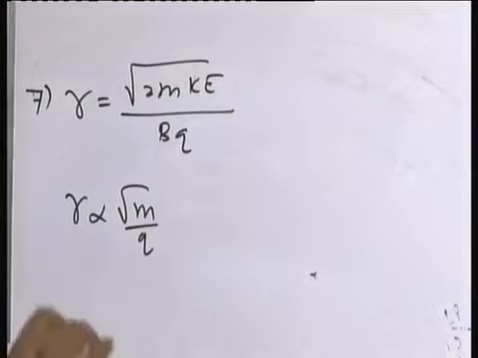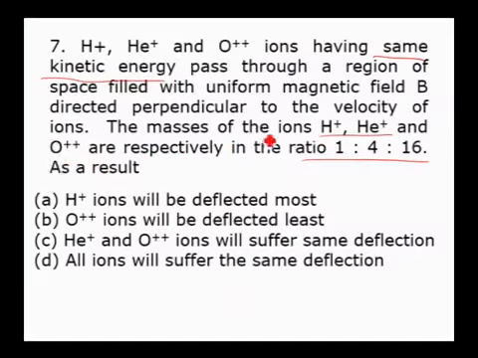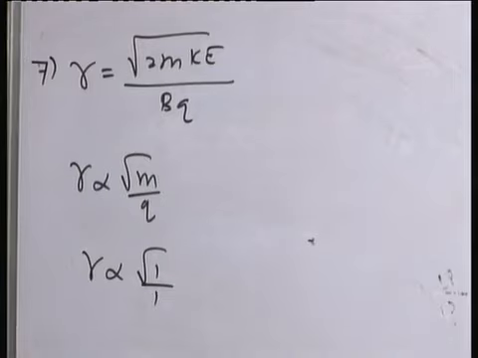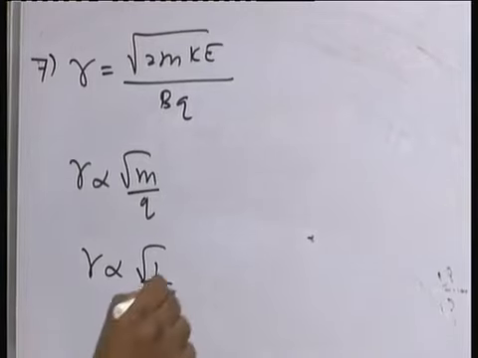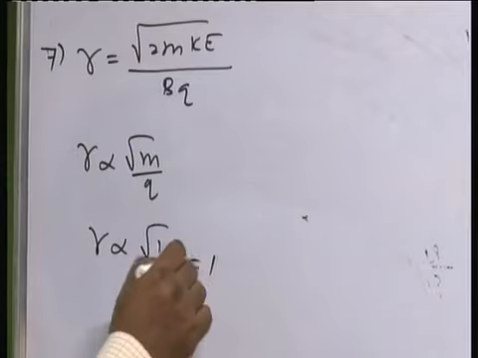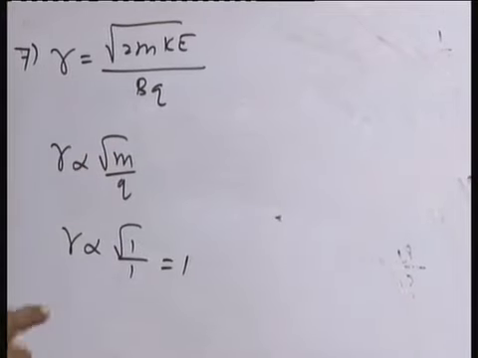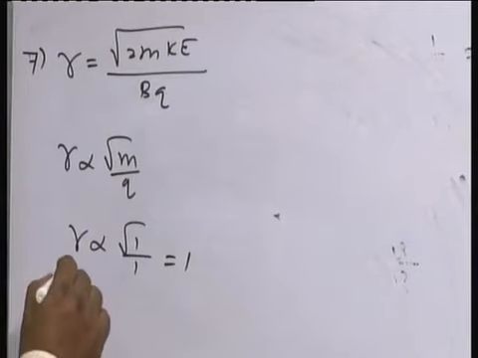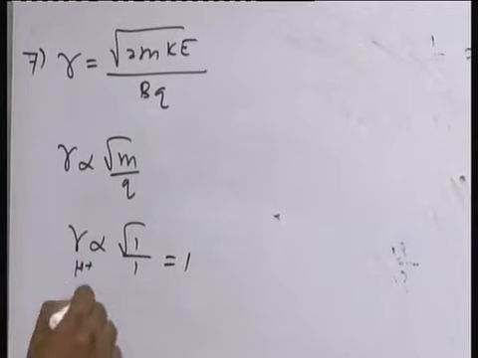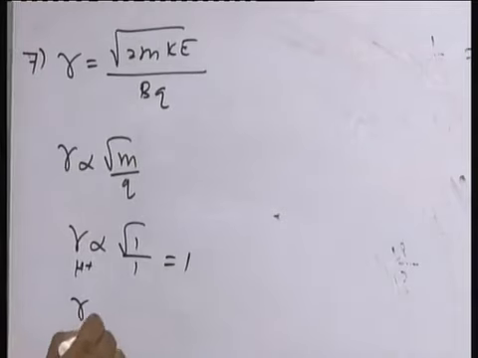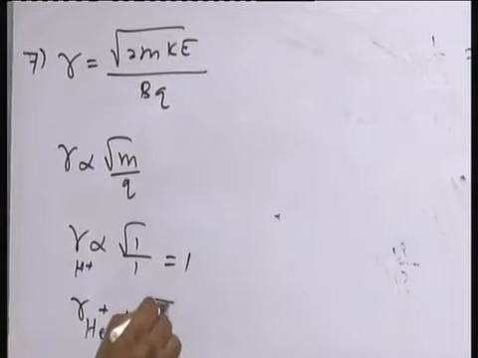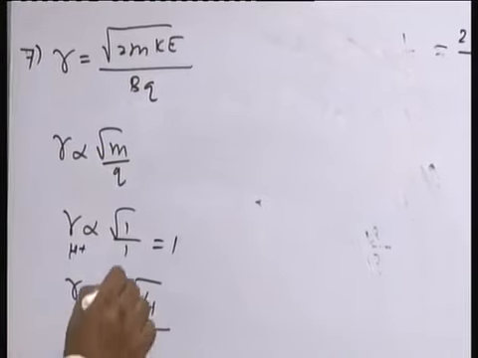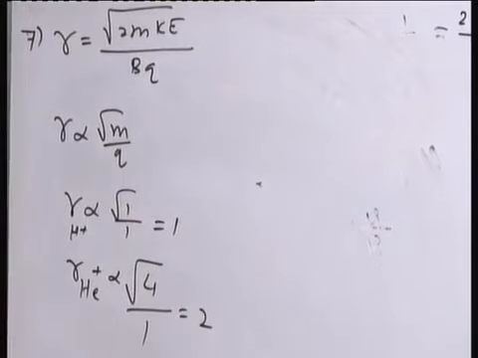So, first for the first ion, I can write R is proportional to root 1 by 1, as for the H plus ion the mass is 1, charge is 1. Therefore, this equals, I can write 1, because when you take the ratio, the proportionality constant gets cancelled. Therefore, directly I can write R equals 1, and this is for H plus. Okay. Then for He plus, I can write R is proportional to root m, where m is given in the question, that is 4, and charge is 1. Therefore, it is 2. Okay.